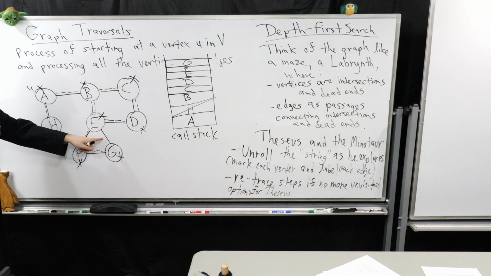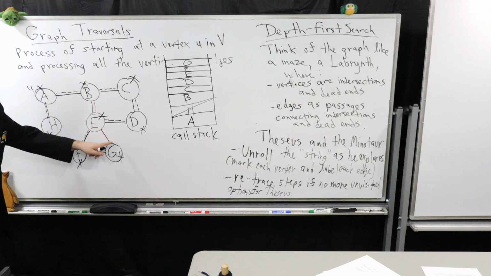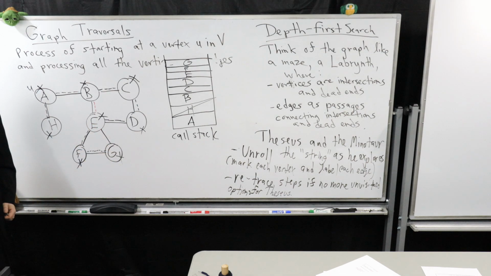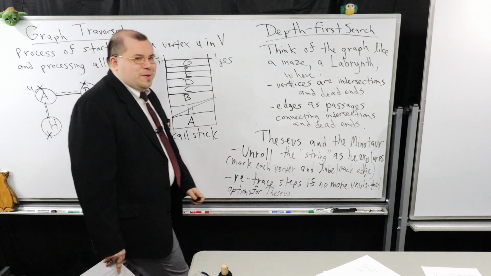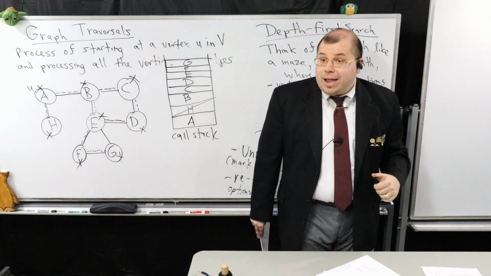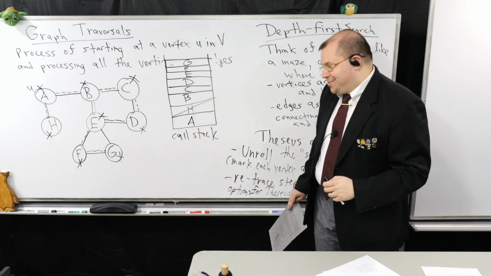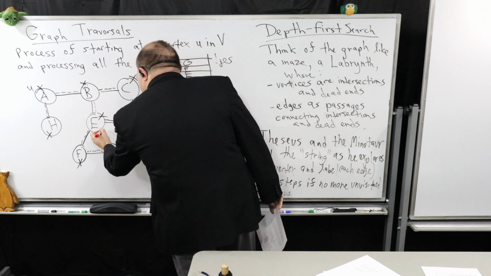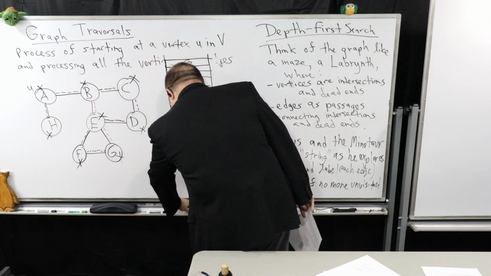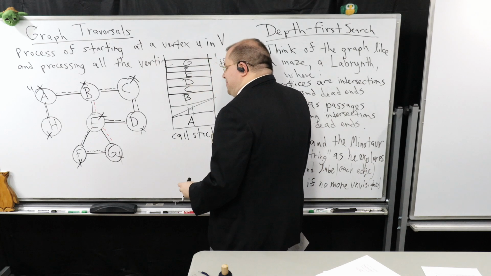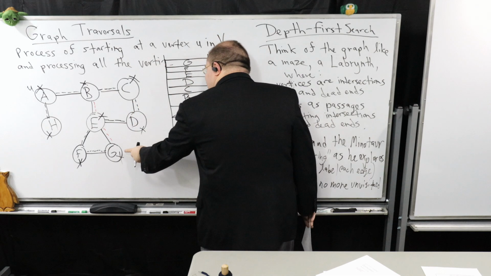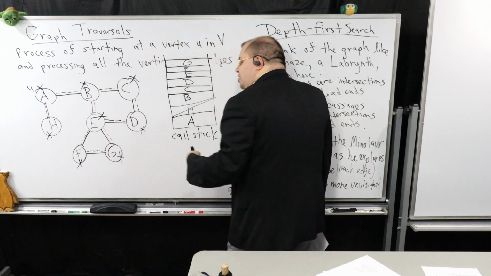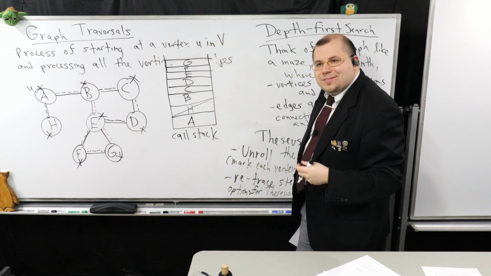Now, imagine I examine this edge, because it's not labeled, right? So what color should I make this edge? Should it be black or red? It's red, right? Because remember, I've already been there. So most certainly Theseus should not go down that way. So now notice that I'm at vertex G right now, but all of my edges are labeled.